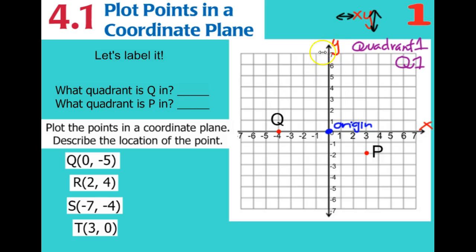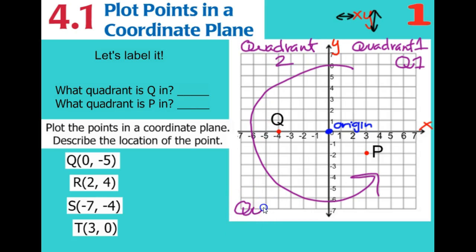And then we go counterclockwise, like opposite of a clock, this way around to our other quadrants. This would be quadrant 2. This would be quadrant, just going to shorten it, quadrant 3. And this would be quadrant 4. Erase my arrow because I'm going to have to plot some points. So those are my four quadrants.